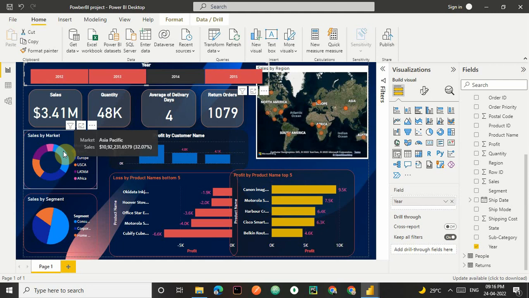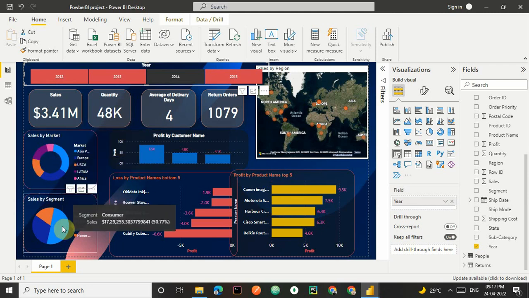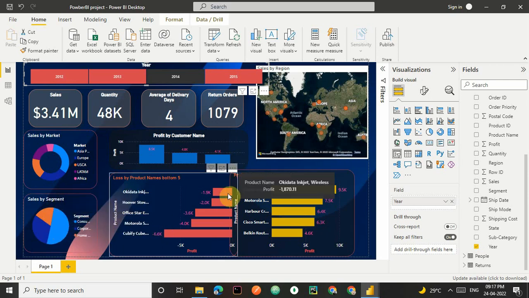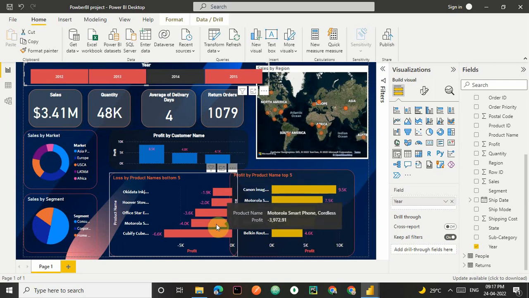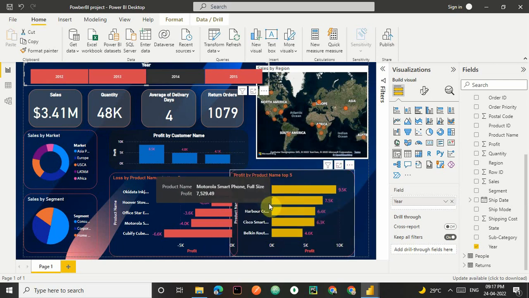and also sales by market, Asia Pacific, Europe, and sales by segment, consumer segment, corporate segment, and home office, and also loss making product, and profit, top profit product.